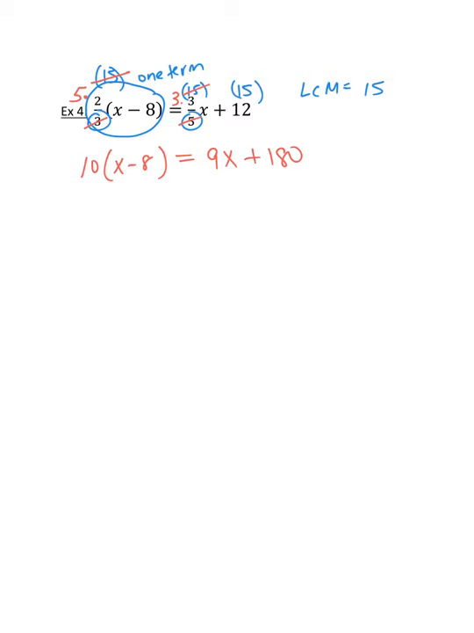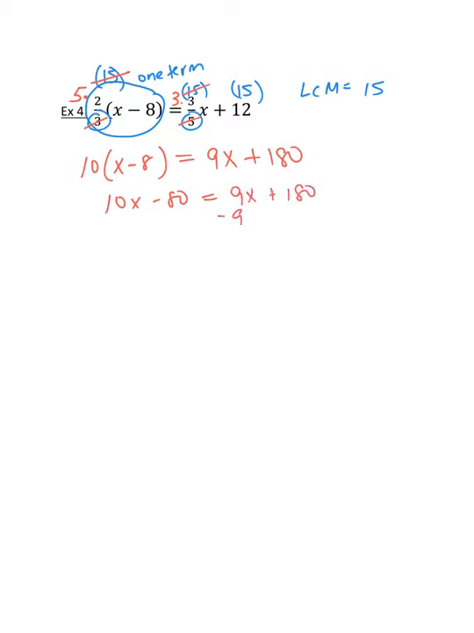So again, we've cleared fractions, only this time after we clear the fraction, we're going to distribute with the number that ends up in front of the parentheses. So I'm going to end up with 10x minus 80 equals 9x plus 180.